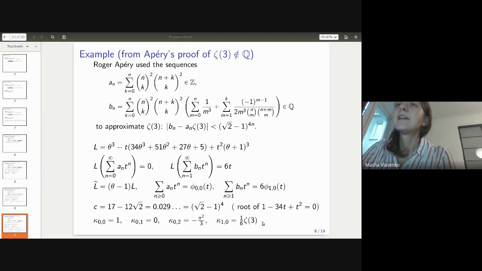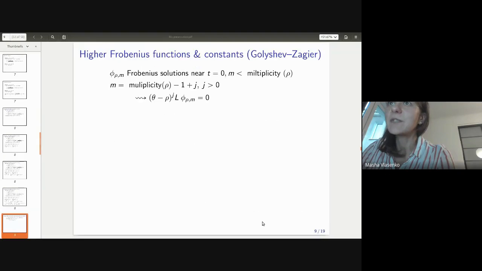All right. So I hope this was motivating enough to study Frobenius constants as numbers. They can be some interesting numbers.